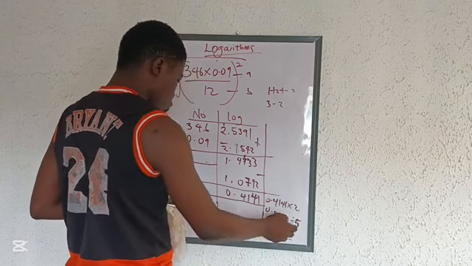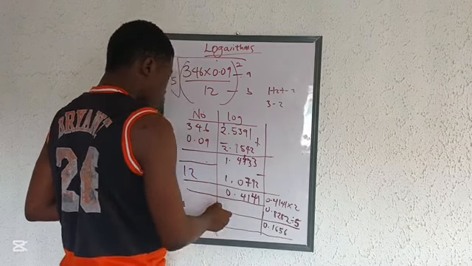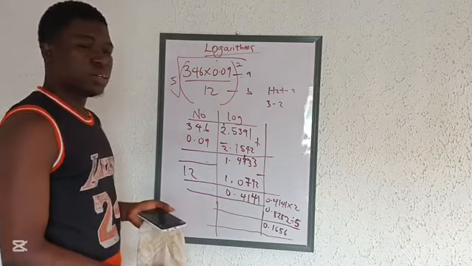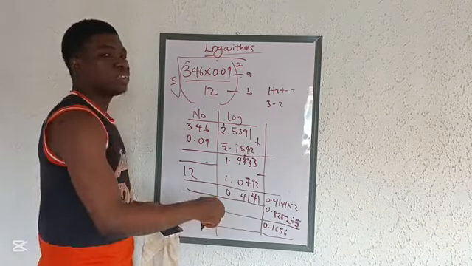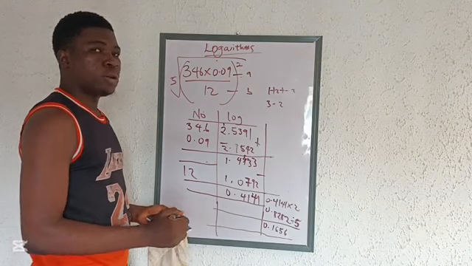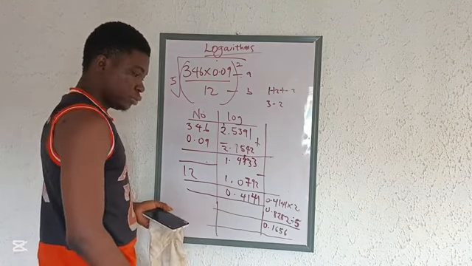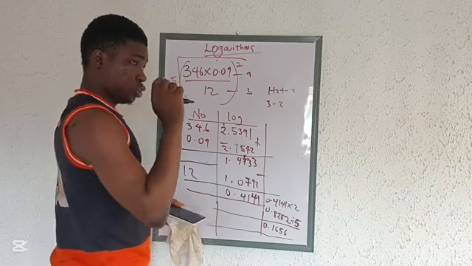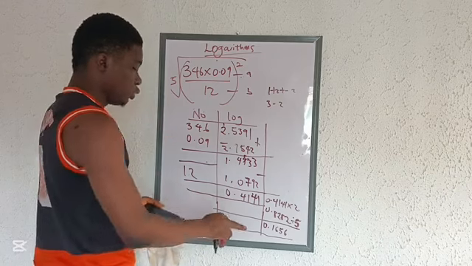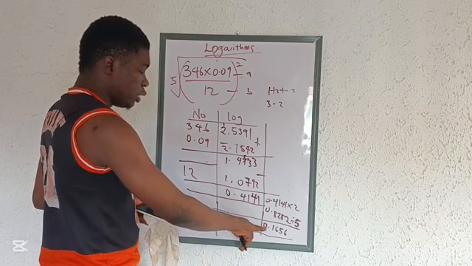Now, are we done? No. Why are we not done? Because this is still a logarithm of numbers. So we have to convert it to natural number. And how do we convert it to natural number? Leave this 0 first, right? Sorry, leave this 0 first.